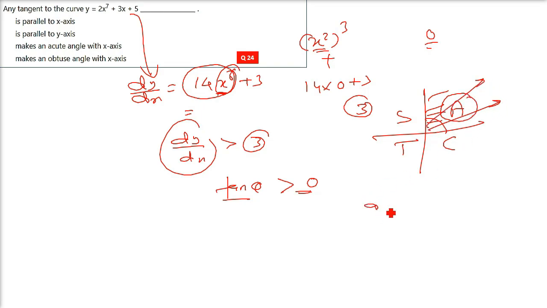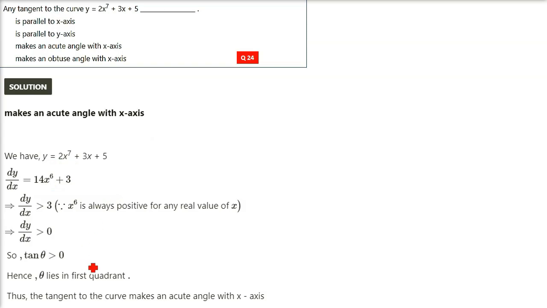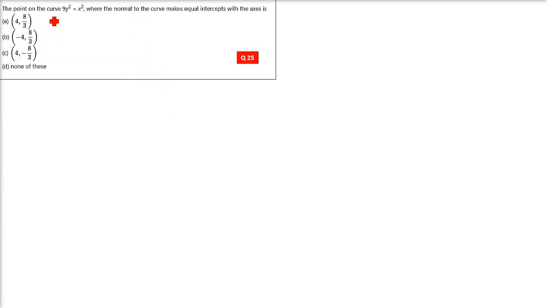These two angles I'm talking about, or any angle between this, is acute. So an acute angle is always less than 90 degrees. That is why the answer is acute angle. So you can show it to the examiner that this is how we have come to this conclusion that it is acute. Next: the point on the curve where the normal to the curve makes equal intercepts with the axes. I'll just give you the idea of what it means, because the whole question is based on the equal intercept. If you understand that, this question is quite easy.